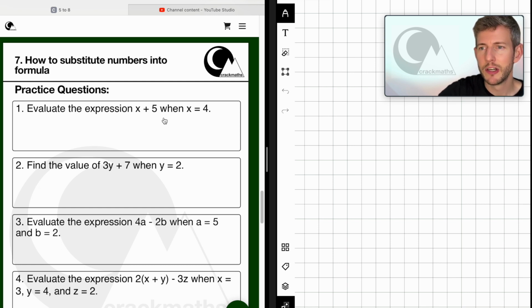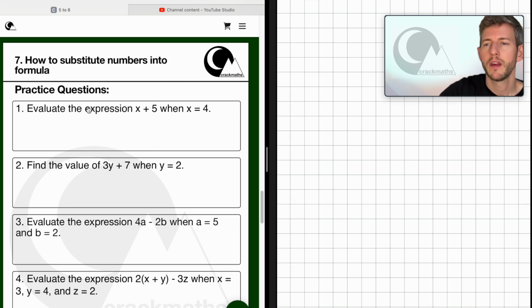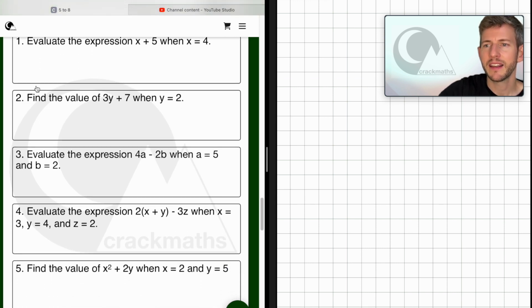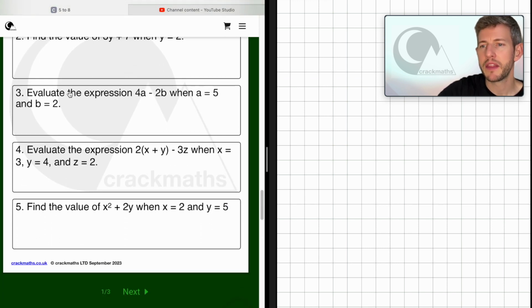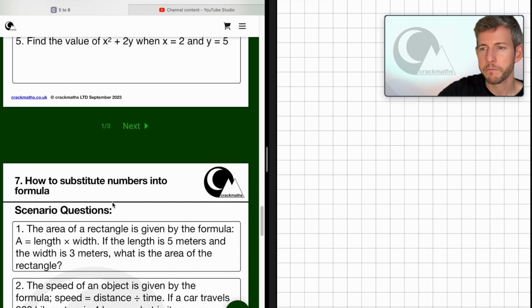So again, let's have a look at some of these words that we see. Evaluate the expression. So this is a way of saying substitution. So here we go, evaluate x plus 5 when x is 4. So this is going to mean x equals 4, so we're going to replace the x with the 4. So this would become 4 plus 5. Okay? And again, find the value, evaluate the expression, and we've got different things that we've got to do.